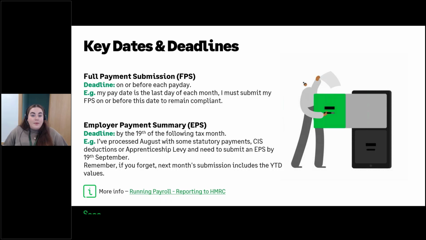We've then got the Employer Payment Summary, or EPS. Deadline for this is the 19th of the following month. So if I processed August's pay run and wanted to reclaim some statutory payments, CIS deductions or apprenticeship levy, I would need to submit an EPS by the 19th of September. But remember, this is a once per tax month submission, and if you do forget, the EPS can actually be sent the following month or in a later period, as it does include year-to-date values. So just a reminder there, even if you do run a weekly payroll, the EPS is a month-end task once a month.